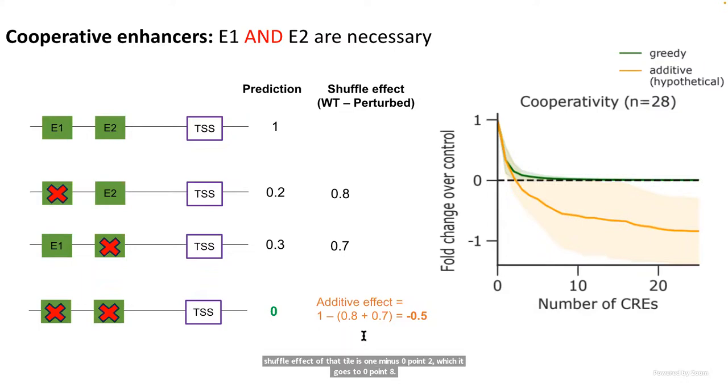Using these values, we can compute the hypothetical additive effect size by summing individual effect sizes and subtracting from the wild type prediction, which is in this toy diagram just 1. While actual predictions don't ever go below 0, the hypothetical additive model under cooperative interactions can lead to negative values, as you can observe in the experiments with Enformer.